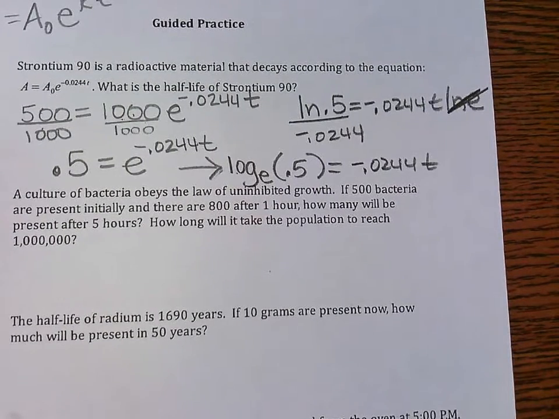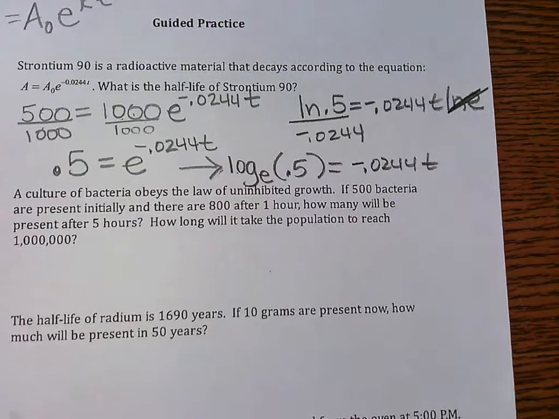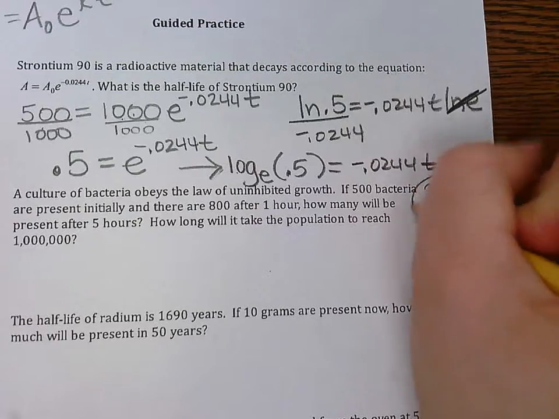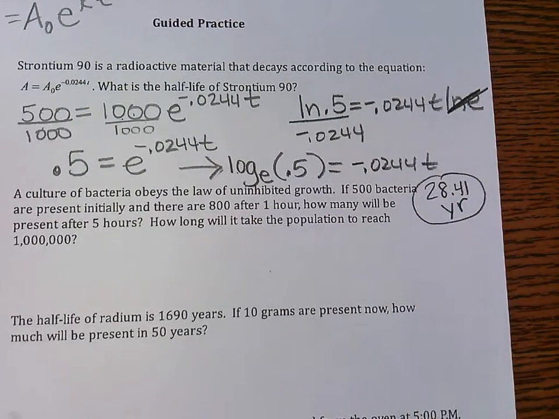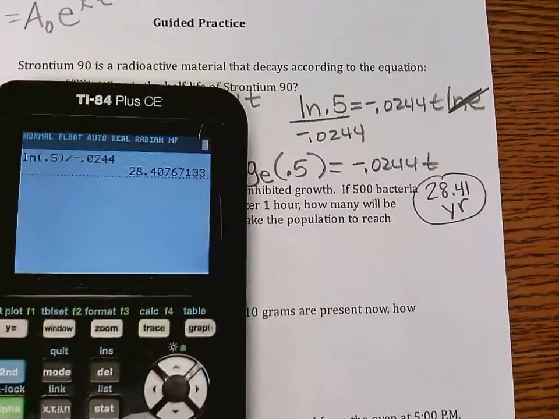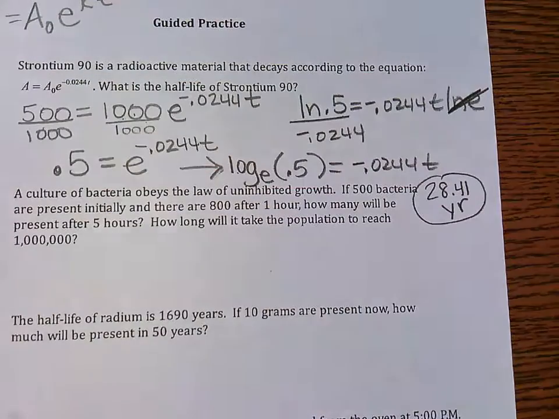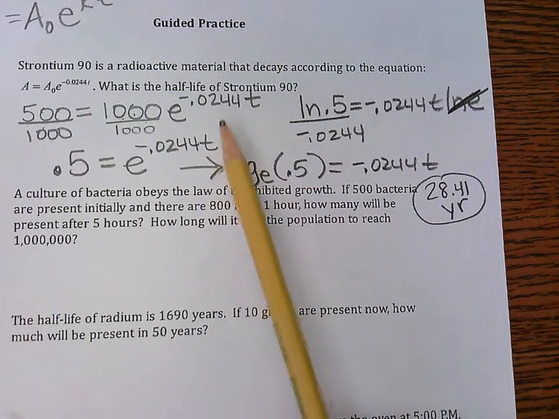So what is the half-life? What'd you get? 28.41, yep. So that would be years. Did anyone not get that on their calculator? So it's the natural log of a half divided by negative 0.0244. Or 28.4, fine. Oh, 28.41, yeah. Okay, so that was a decay, right? So our K value was negative.